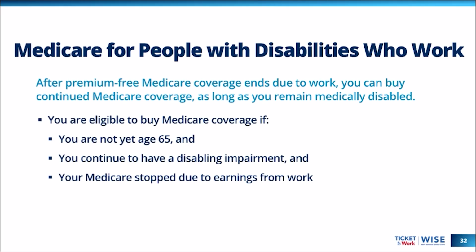Now, Medicare for people with disabilities who work, this applies to folks who are, again, under age 65. You continue to have a disabling impairment and your Medicare stopped because of your earnings. We don't see this too much. But Medicare comes in four parts. Part A has no premium. Part B has a $185 a month premium. And then there's Part C and Part D. Part D has a premium as well. So what are we going to do with this? If I'm still disabled, but I'm not getting a Title II benefit, I can continue, but I've got to pay the premiums.